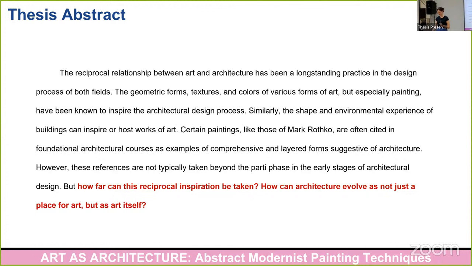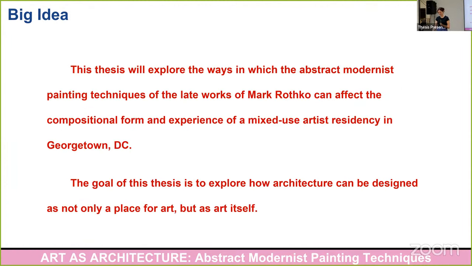Adrian and Mark Rothko are commonly used as the inspiration for architectural parti designs. These paintings offer lessons on compositional scale, alignment, and layering that also apply to architecture. This thesis aims to broaden this reciprocal relationship between art and architecture by exploring the ways in which the abstract modernist painting techniques of the late work of Mark Rothko can affect the compositional form and viewer experience of a mixed-use artist residency in Georgetown, DC.